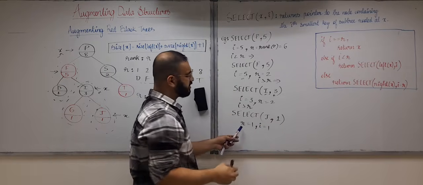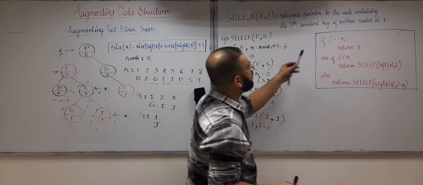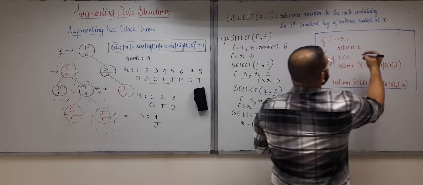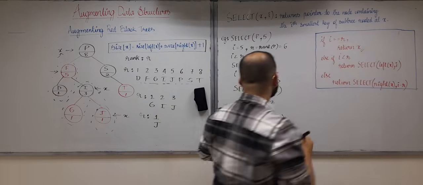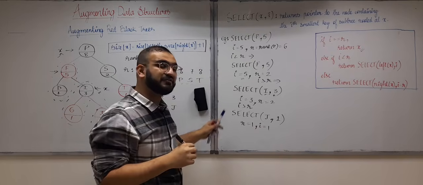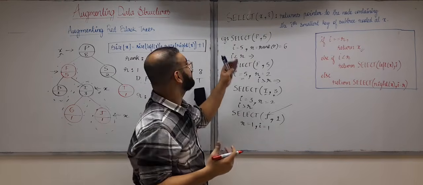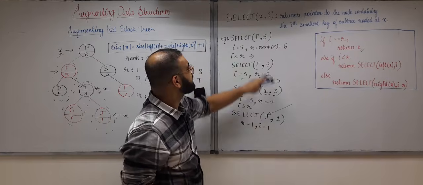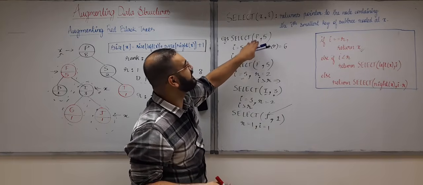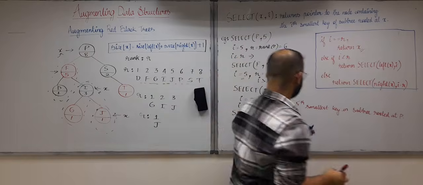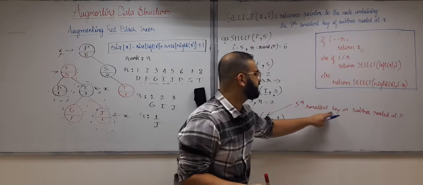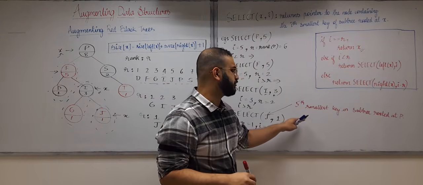So in such a case where r is equal to i, or when i is equal to r, we return this node, or this is our target node that we were looking for when we did our first recursive call, right? Or in other words, this j is the fifth smallest key in the subtree that is rooted at p, right? So we will return j because it is the fifth smallest key in the subtree rooted at p.